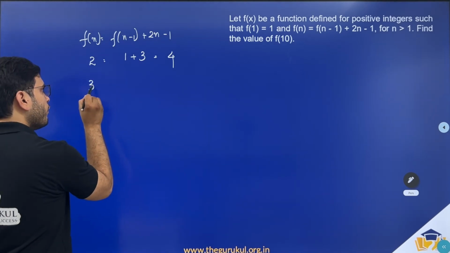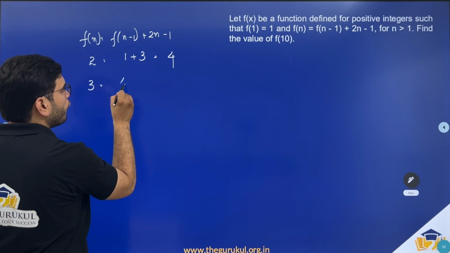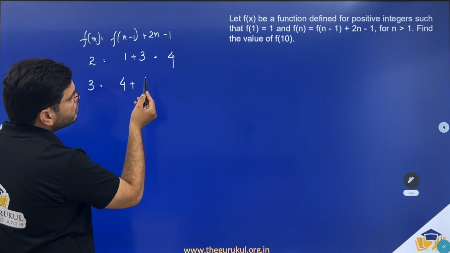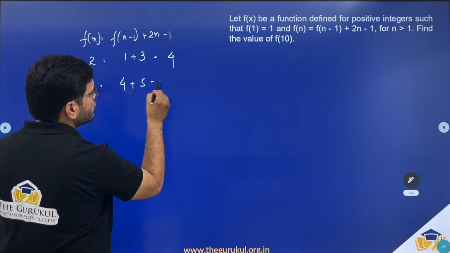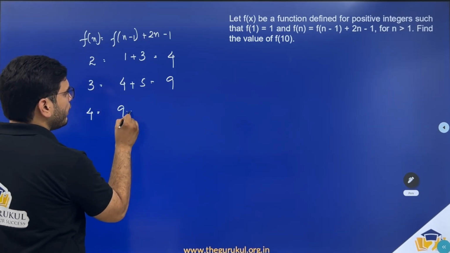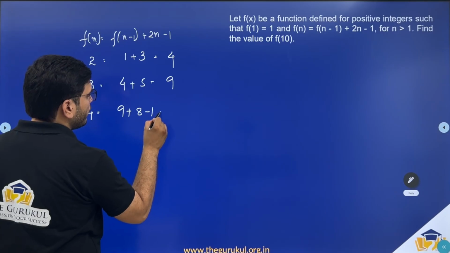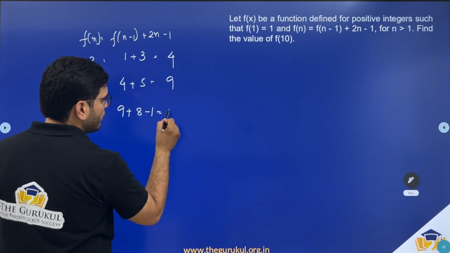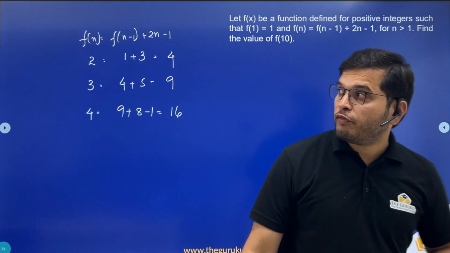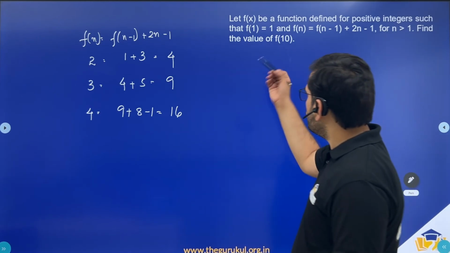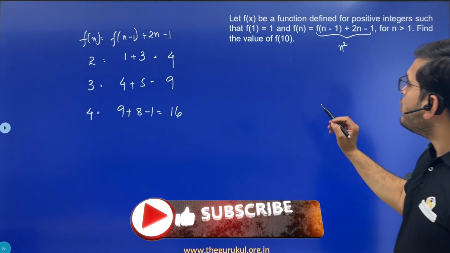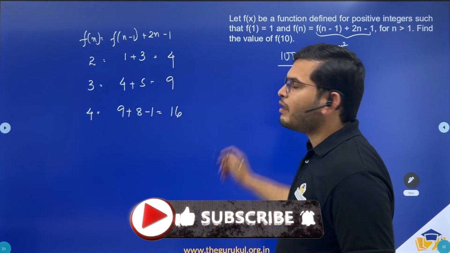Now let's find the value of f of 3. Now that would be f of 2, 4, plus 2n minus 1. So 2 into 3, 6, 6 minus 1, 5. So this is 9. Now let me find f of 4. F of 4 is equal to f of 3 plus 8 minus 1, 9 plus 7, 16. Now if you observe, f of 1 is equal to 1, f of 2 is equal to 4, f of 3 is equal to 9, f of 4 is equal to 16. So this is nothing but n square. Now we are asked to find the value of f of 10, so 100 should be the answer to this question.